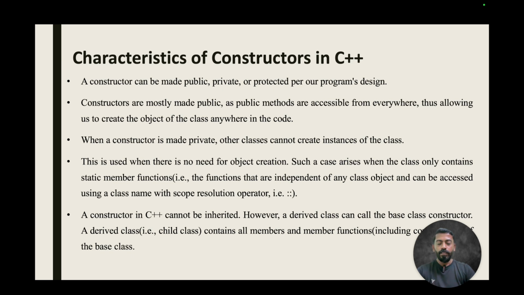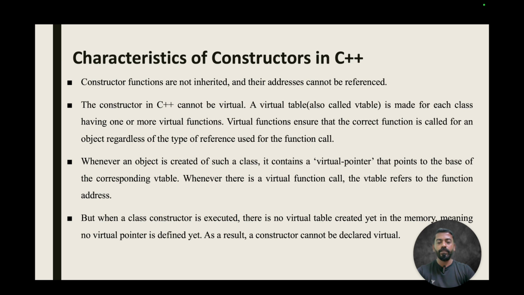A constructor in C++ cannot be inherited. However, the derived class can access the parent class constructor. Constructor functions are not inherited and their addresses cannot be shared. A constructor in C++ cannot be virtual.